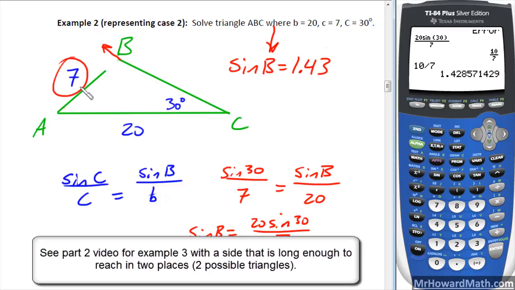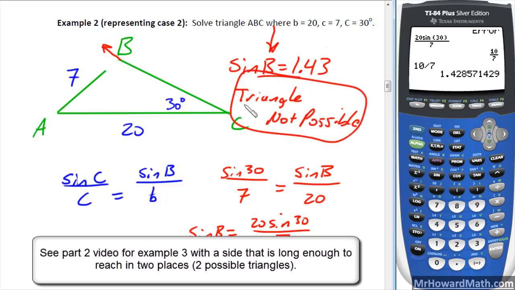7 is too short. So we say that this triangle is not possible. Triangle not possible. And we stop there. So there's no way that that triangle could exist. Side C over here is too short to reach.